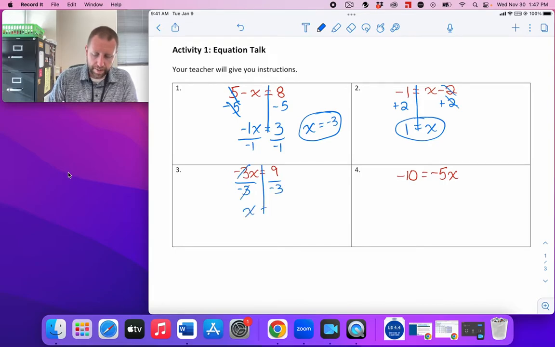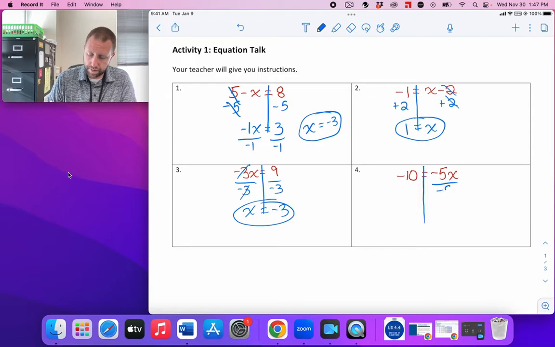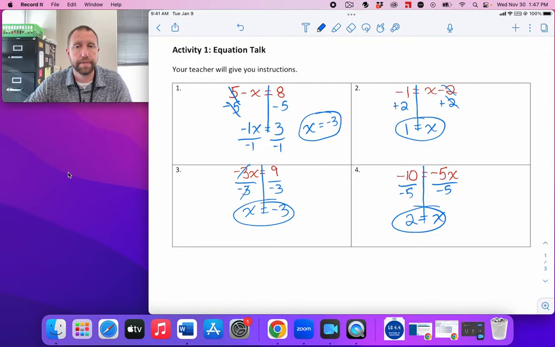A positive divided by a negative is a negative. Okay, so I get that answer of x equals negative 3. And for the last one, same strategy. X is being multiplied by a number. That's what it means when it's written beside a letter like that. So I'm going to divide by negative 5. This time, a negative divided by a negative is a positive. And I get that x equals 2. So hopefully you did okay with that.